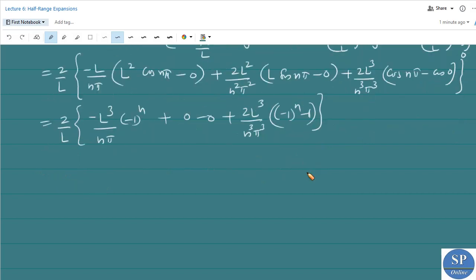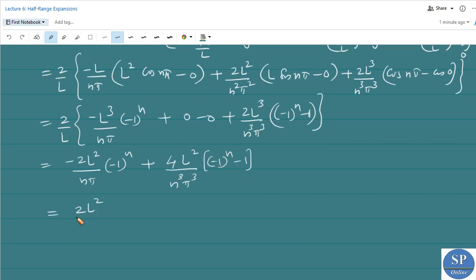So multiplying this 2 by L, here we have minus 2L square by n pi into (-1)^n, plus multiplying this 2 by L, here we have 4L square by n cube pi cube into ((-1)^n - 1). This is equal to 2L square by n pi into (-1)^(n+1), plus 4L square by n cube pi cube into ((-1)^n - 1).